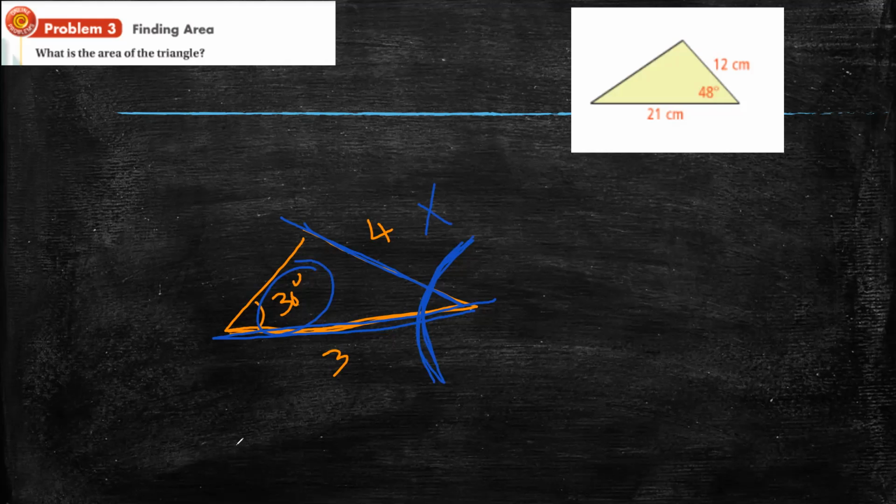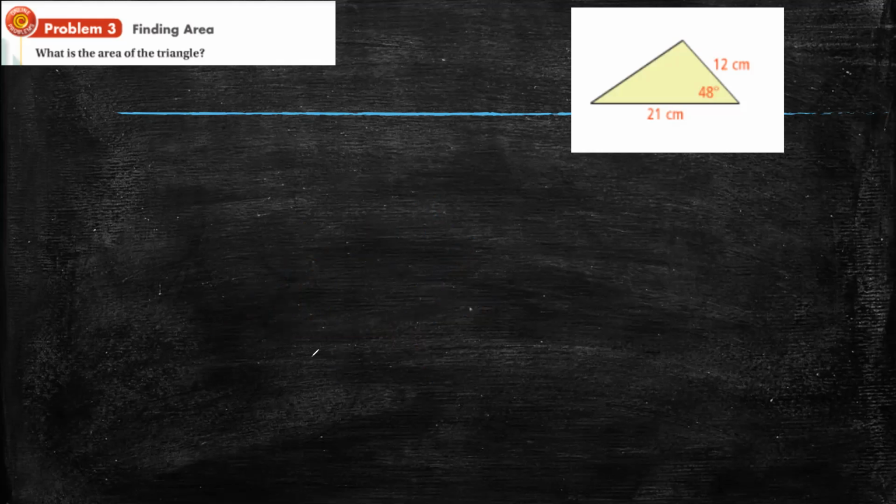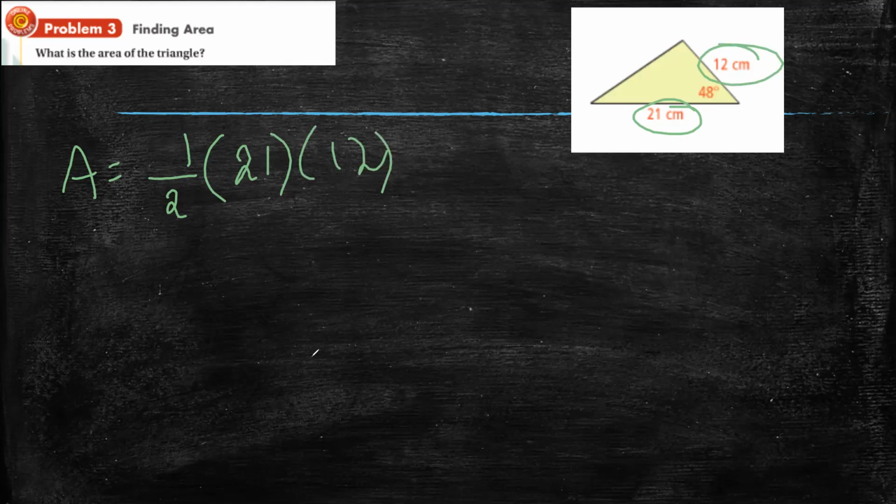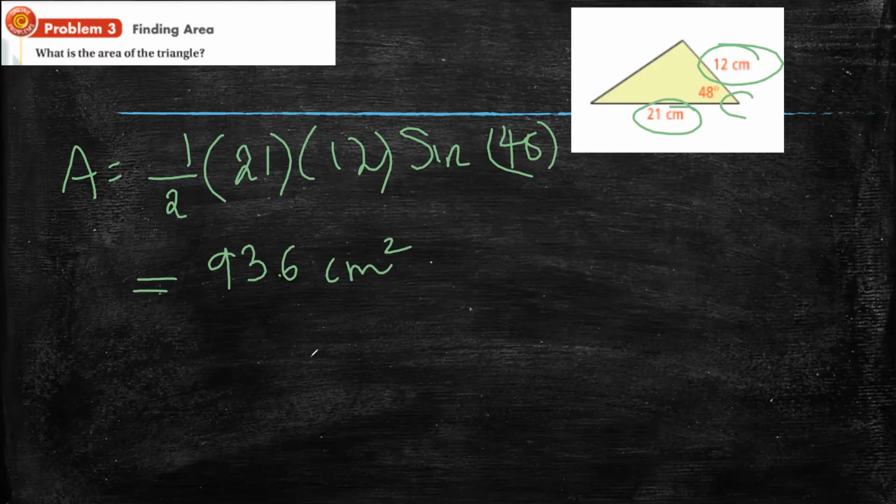Okay. Now, the area here is half. What is the first side? 21. The second side? 12. What is the included angle between them? Sine 48. Then sine 48 multiplied by 12 multiplied by 21 divided by 2. So the area now is 93.6 centimeter squared. Is it clear?